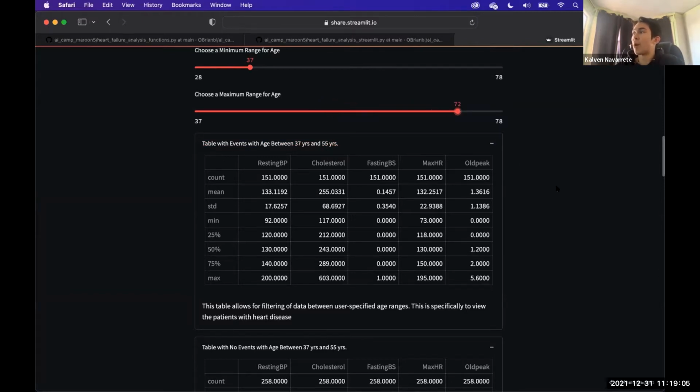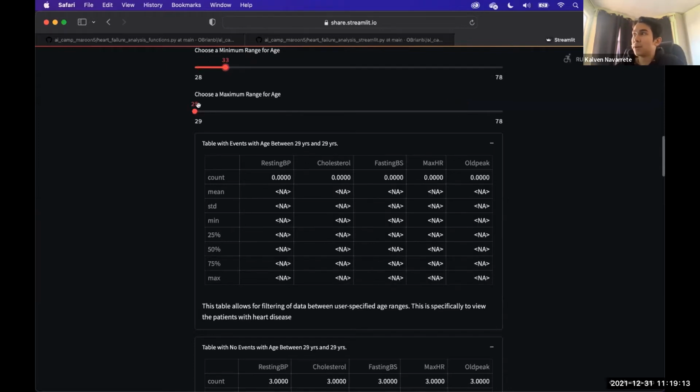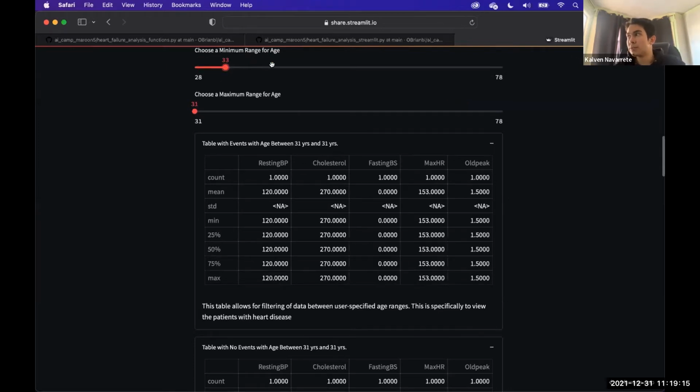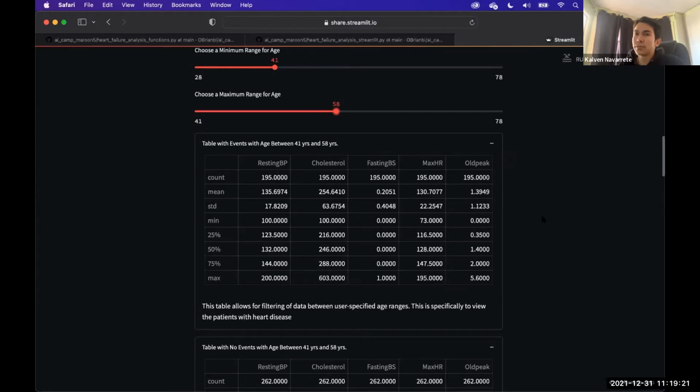For example, the population in the age range of 32 to 42 has a mean of 145 for max heart rate, while the population in the range of 42 to 52 has a mean of 134. Although a bit obvious, it is still important to consider the average age for heart failure and the conditions that follow it for a machine learning algorithm.